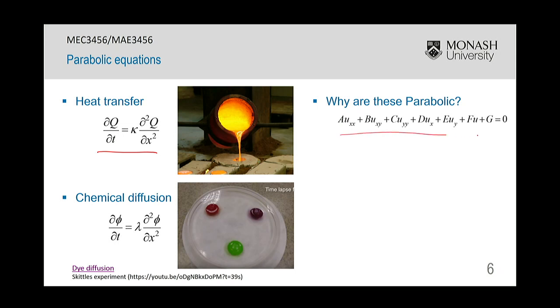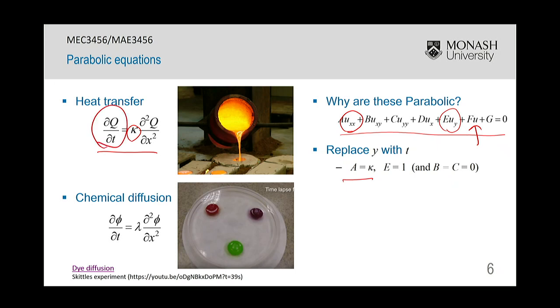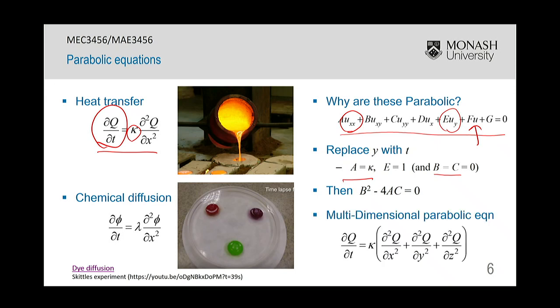Let's go back to what we said previously about how we can define an equation. Well, we've written here everything in terms of x and y. But there's no reason why we can't write things in terms of x and t. So if we just replace y with t in this equation up here, we can see that the uxx term, in other words the a, is equal to kappa, and that the e term, this du dt, is equal to 1, that's the coefficient of the dq dt term, and all of the other terms are 0, but in particular b and c are equal to 0. So if a is equal to kappa, e is equal to 1, and b and c are 0, that means that b squared minus 4ac is equal to 0.